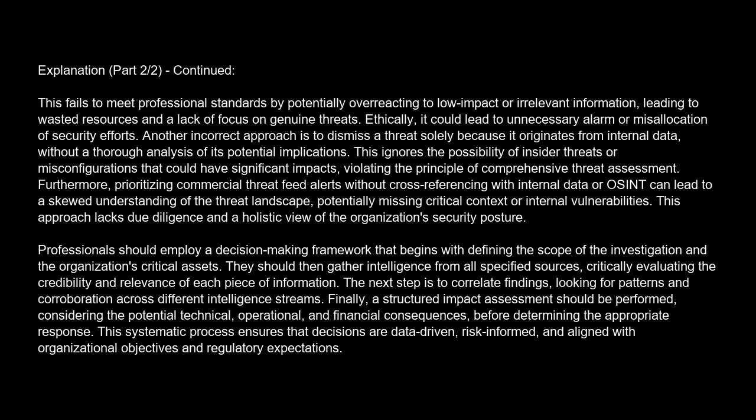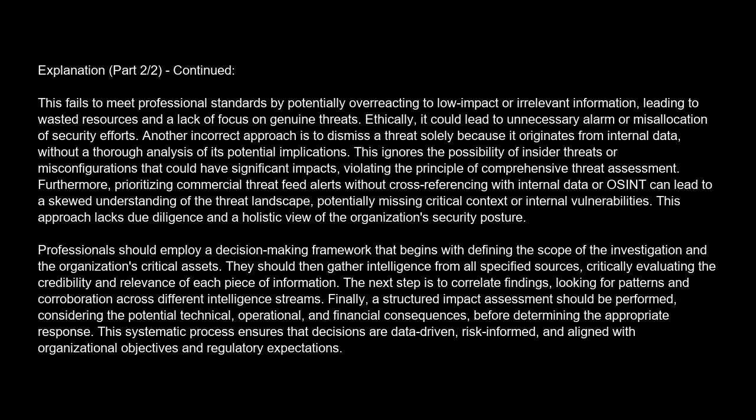Another incorrect approach is to dismiss a threat solely because it originates from internal data, without a thorough analysis of its potential implications. This ignores the possibility of insider threats or misconfigurations that could have significant impacts, violating the principle of comprehensive threat assessment. Furthermore, prioritizing commercial threat feed alerts without cross-referencing with internal data or OSINT can lead to a skewed understanding of the threat landscape, potentially missing critical context or internal vulnerabilities. This approach lacks due diligence and a holistic view of the organization's security posture.